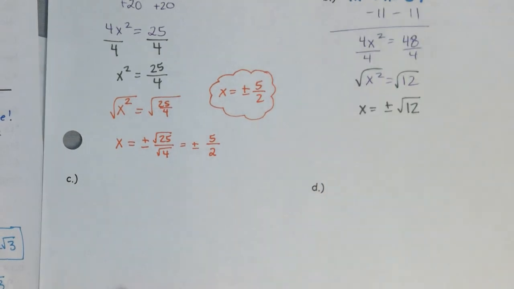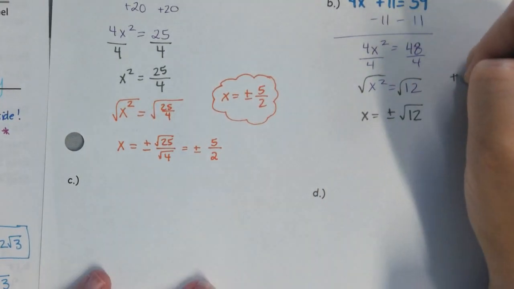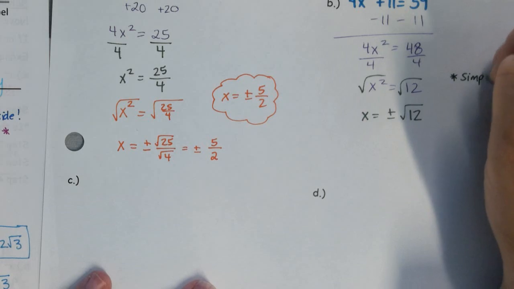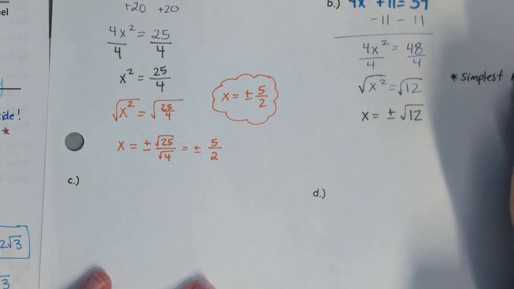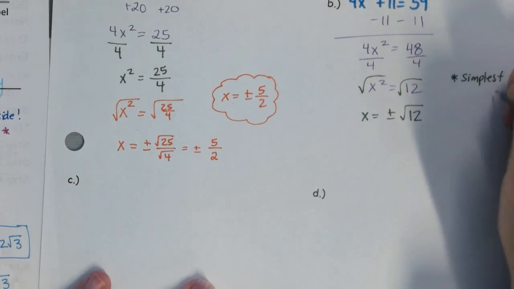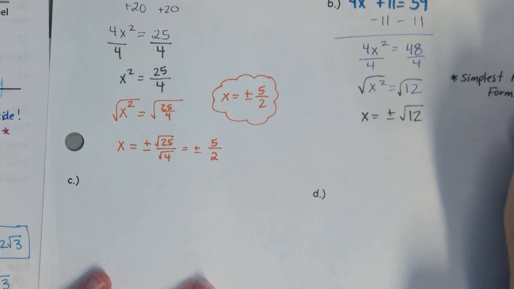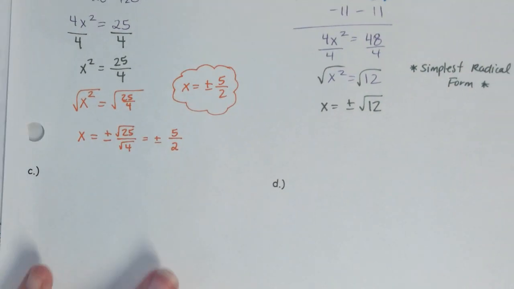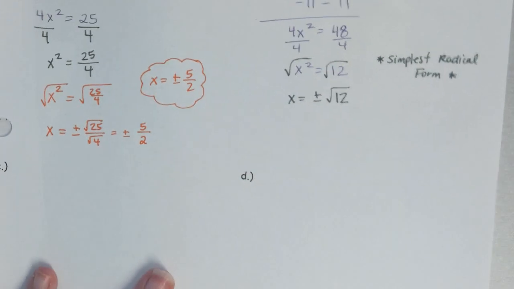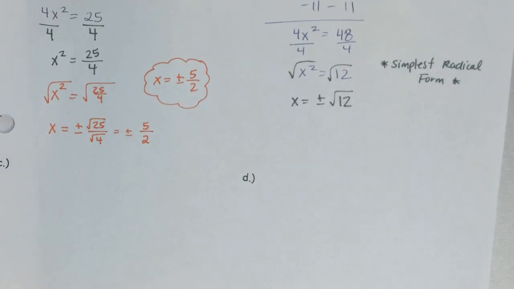Now we are going to write this in simplest radical form. Okay, we're always going to do that. We're always going to write this in simplest radical form. Okay, your answer should not be a decimal. All right, so there's 2 ways you can think about this.